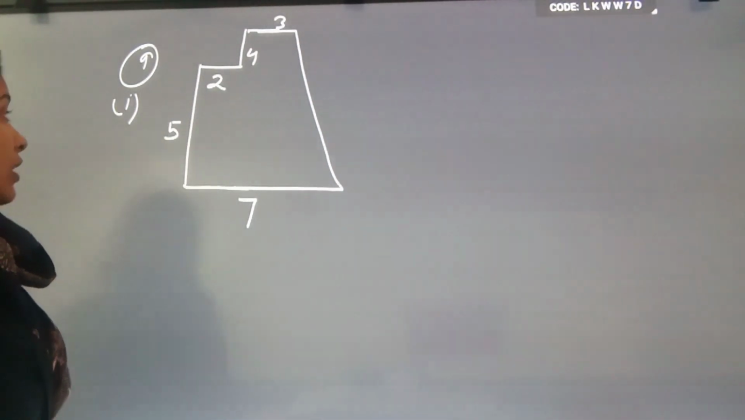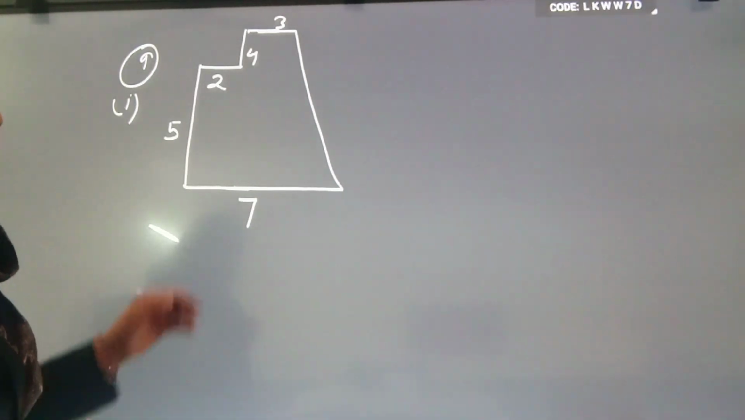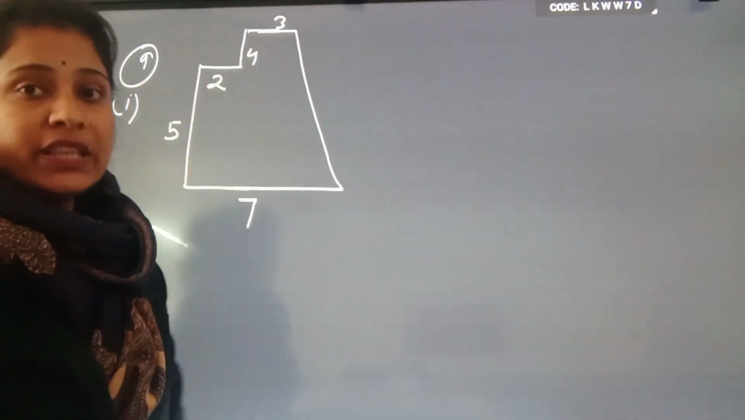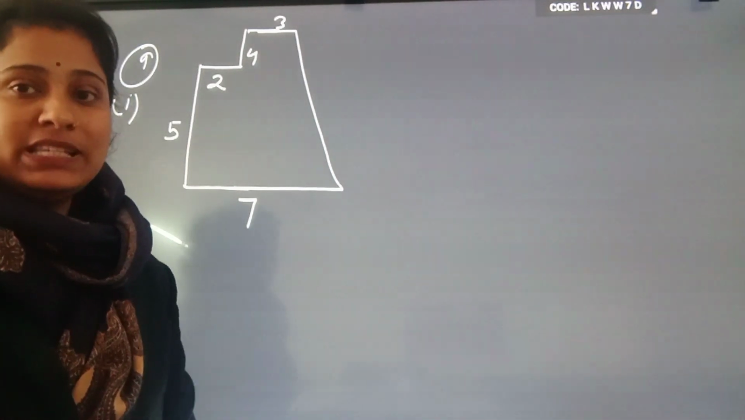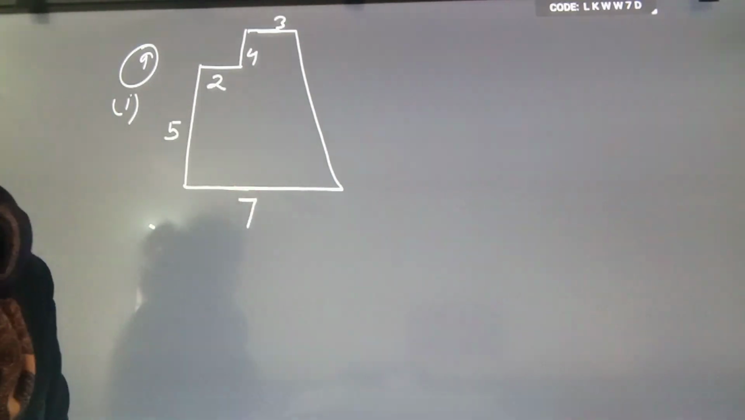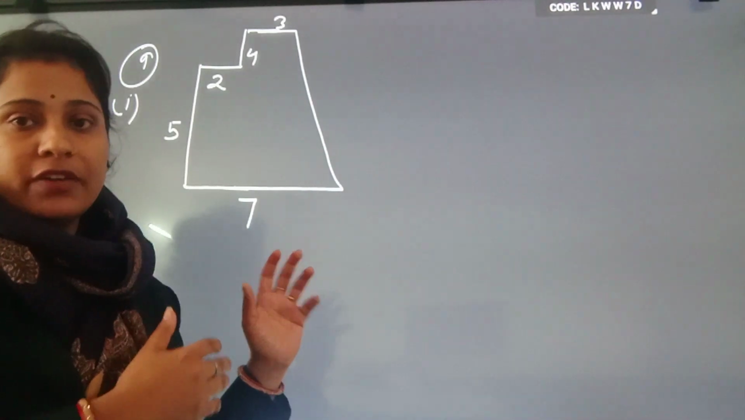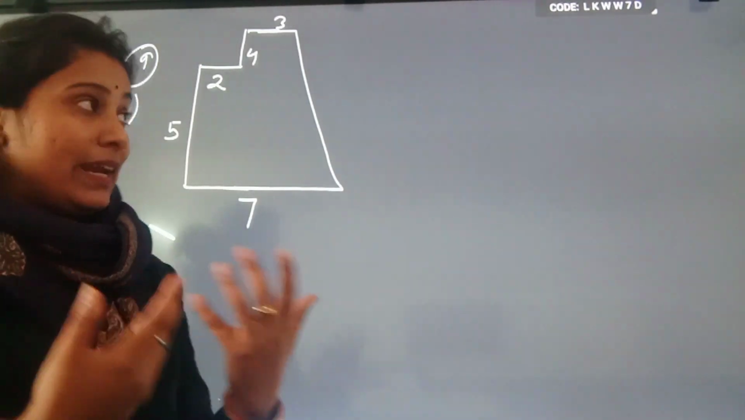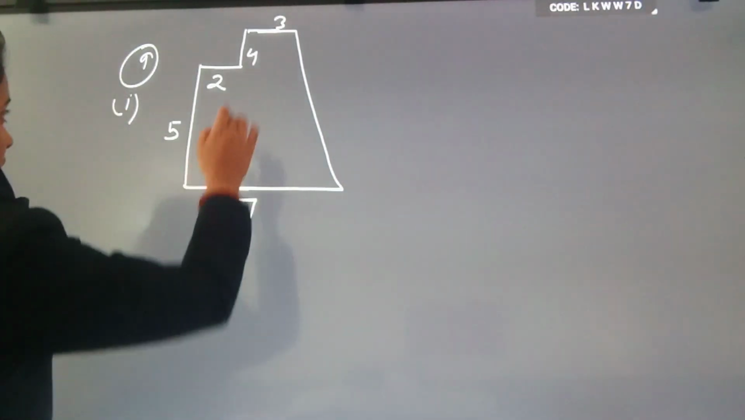Now here we have the first part of question number 9. This is the figure and all the dimensions are given. The dimensions which are given have the unit centimeter. Now we have to find the area of this particular figure. In order to find the area, because by looking at the figure we cannot just predict what figure is given, let us divide the figure into different shapes.